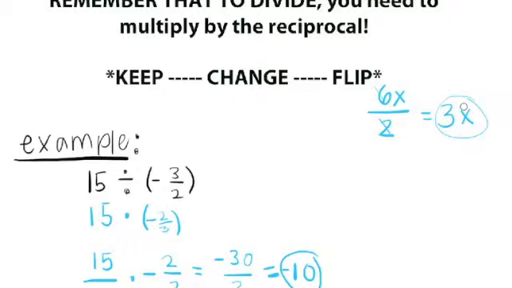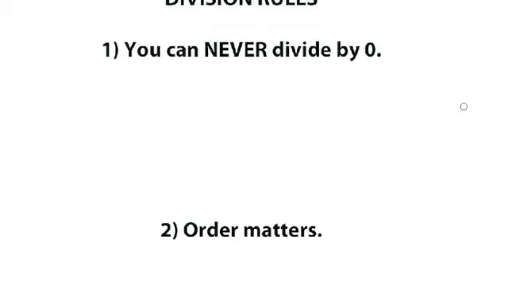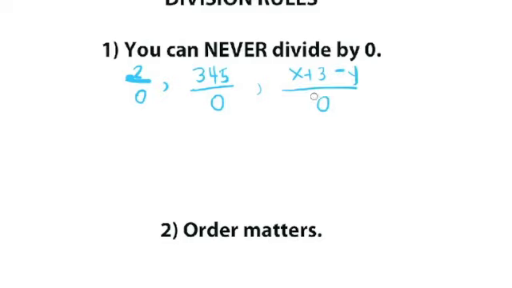There's some rules for division here, some of which I've already told you. Remember, you can never divide by 0. It doesn't matter what number it is. You can just never divide by 0. So this is never possible. That's never possible. This is never possible. Anything divided by 0 is never ever possible.